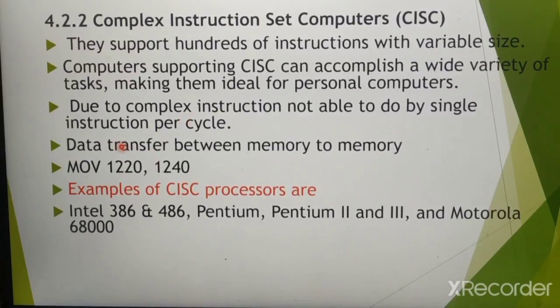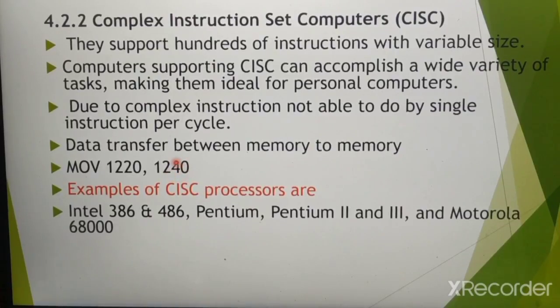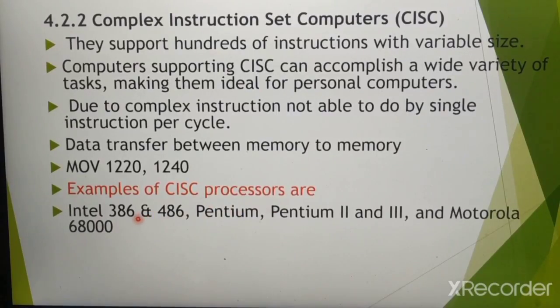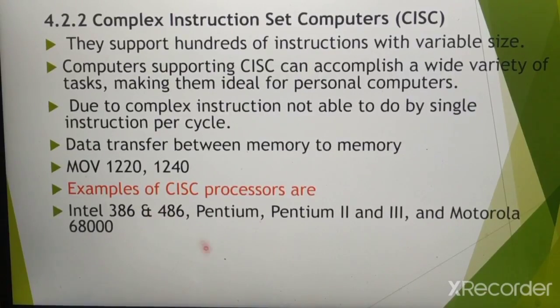Here we can do the data transfer between memory to memory. In the given example, this 1240 denotes a memory location only. It takes the data from the memory location 1240 only. Here are given some examples for CISC processor: Intel 386, 486, Pentium 2, 3 and Motorola 68000 are examples of CISC processor. Today's laptops and desktops are all constructed based on these CISC processors.